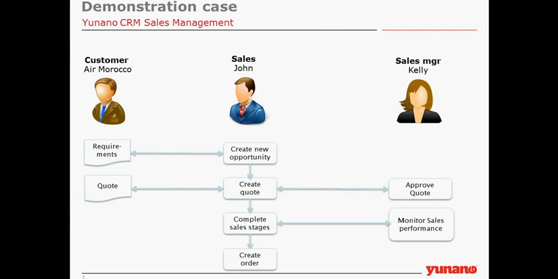Once the customer has accepted the quote, John can move forwards in the sales process. He finally sets the opportunity status to success. He can now create an order based on the quotation that was accepted by his sales manager. This ensures the prices in the order are consistent with those in the quotation.